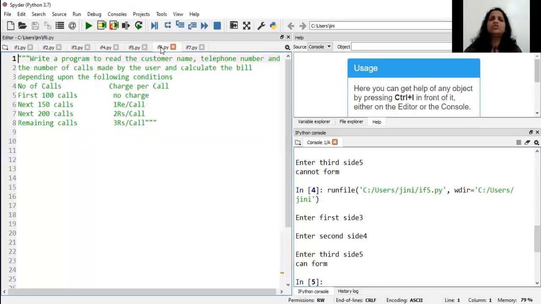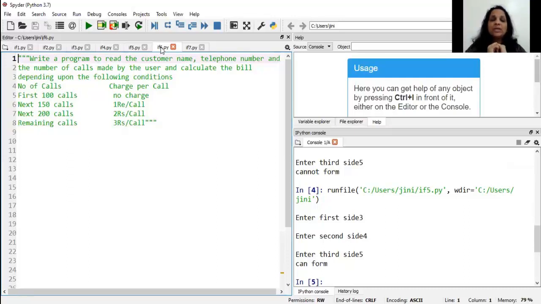Some children think this is the toughest question. But if you know the logic behind it, children, let me just say it's going to be very simple. So I'm going to be diagrammatically showing you a few things and then writing the code, so you can connect to it and understand what we are talking about. Okay. The question says, write a program to read the customer name, telephone number, and the number of calls made by the user.